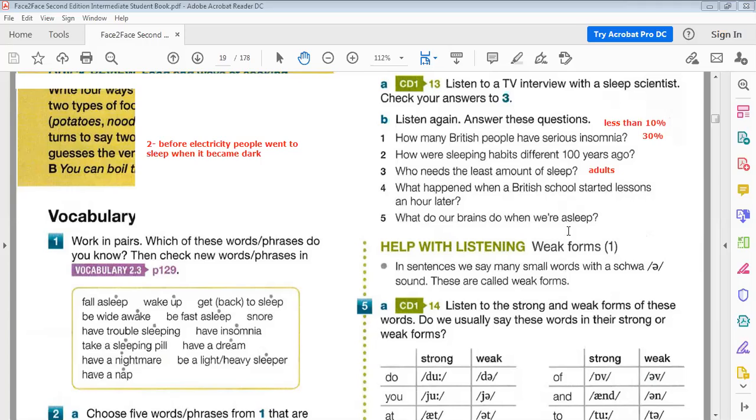All right. What about number 4? What happened when a British school started lessons an hour later? So what happened? I think lots of students did not come to the school. When they started an hour later? I don't know. Who can help Sanaya? Because she's kind of close. You're getting close to the answer. What do you think, Malaka and Najat?